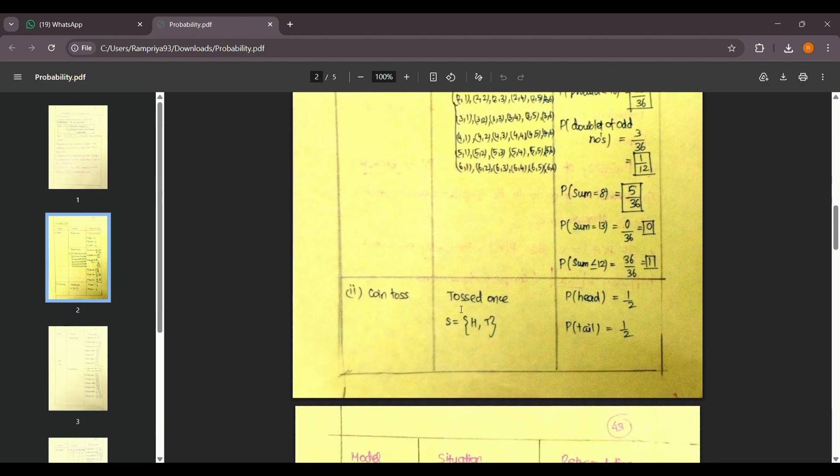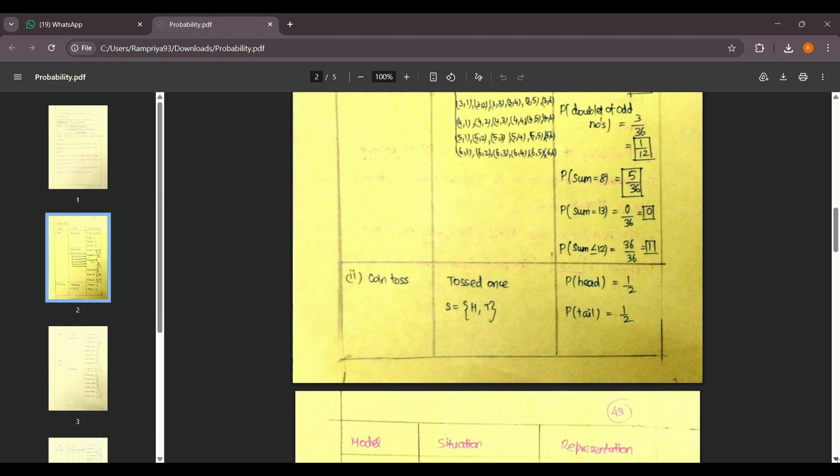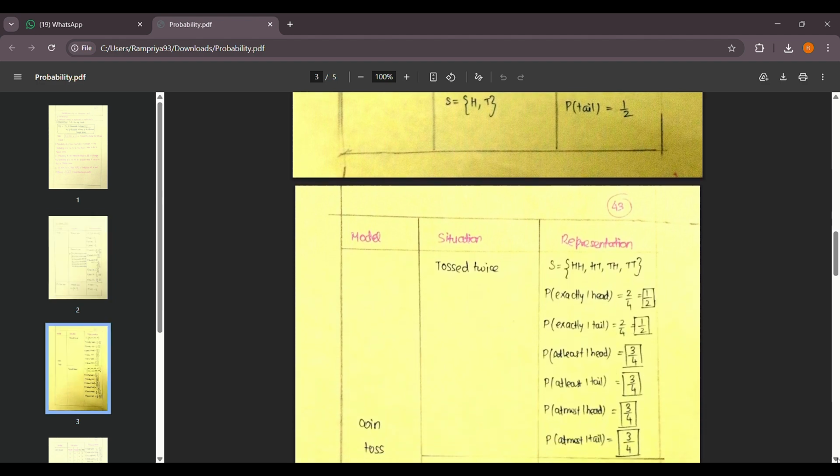And similarly, next is coin toss. Coin, if it is tossed once, so you get head or tail. So probability of a head is half, and probability of a tail is also half. And next is if the same coin is tossed twice, instead of once, so I have written the favorable events HH, HT, TH and TT. So exactly one head. Exactly one head means strictly only one head should be there. So there are two events, 2 by 4, half, and exactly one tail. Similarly, there are two events, 2 by 4, half.